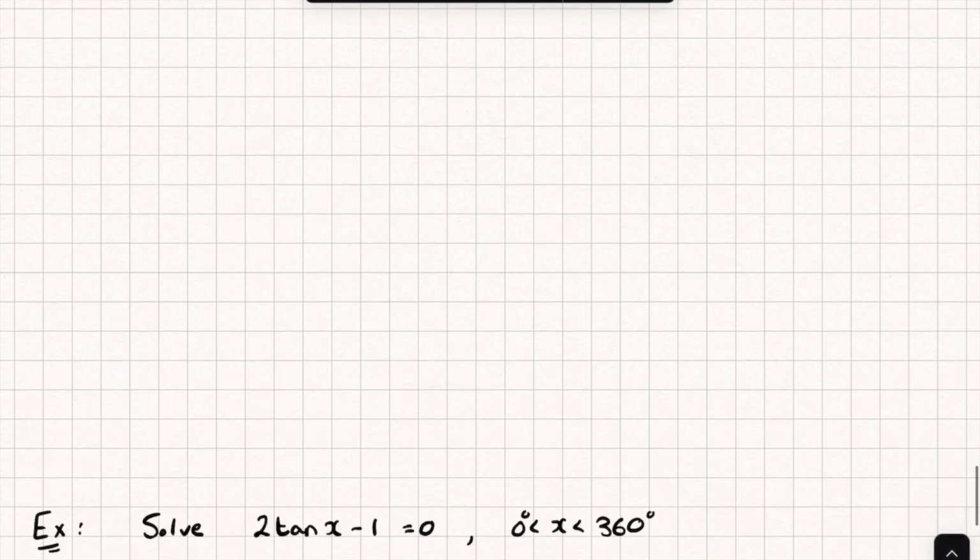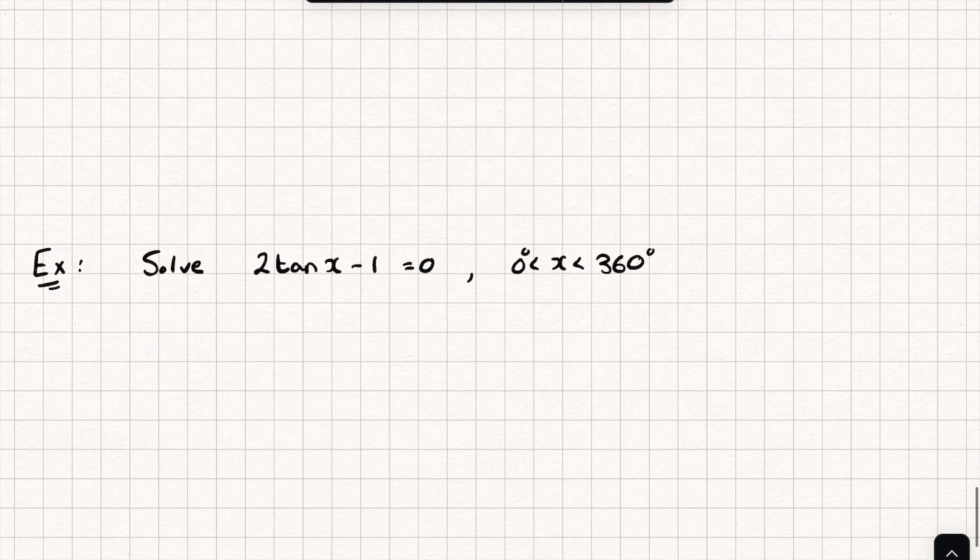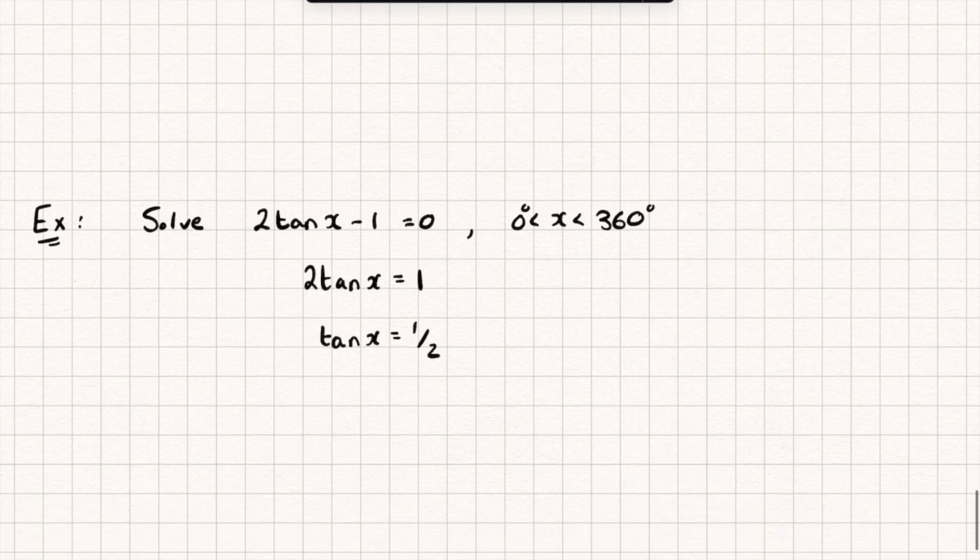Let's now move on to the final example, where we're asked to solve 2 tan of x minus 1 equals 0 between 0 and 360. Remember what we said earlier, we want to make tan of x the subject. So the first thing I'm going to do is add 1 to both sides, and I get 2 tan of x equals 1. And I want the coefficient of tan to be 1, so I'm going to divide both sides by 2. And I get tan of x equals 1/2.